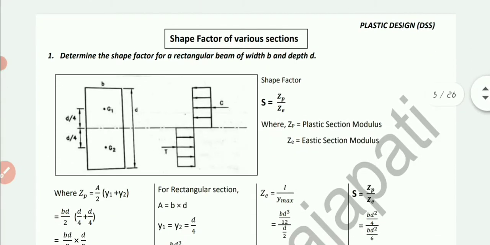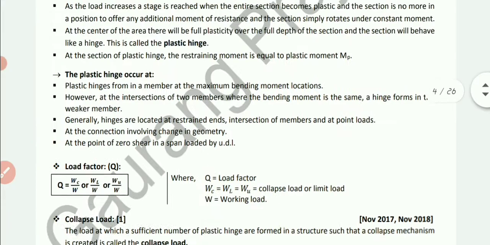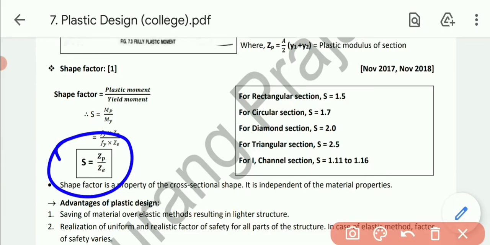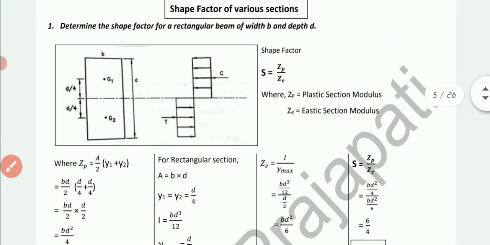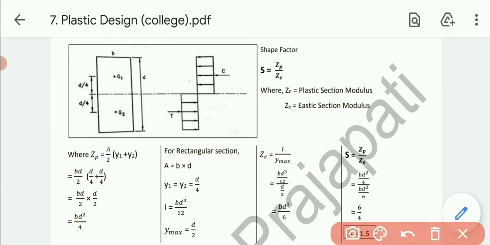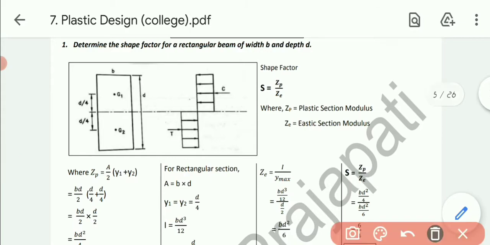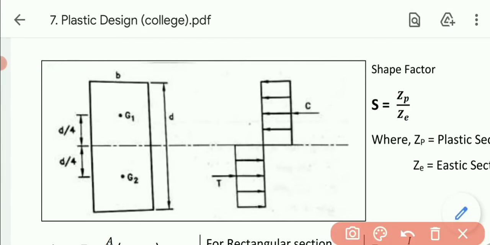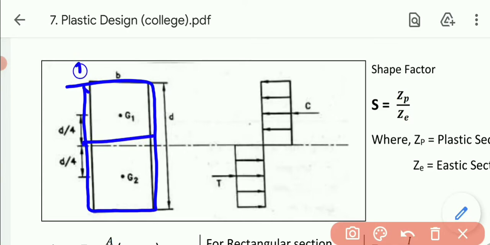Now let's see some examples regarding the shape factor. We have already seen the formula of the shape factor: Zp by Ze, plastic section modulus divided by elastic section modulus. So first of all, the rectangular section. Determine the shape factor for a rectangular beam of width b and depth small d. As we can see, a rectangle section is there, that is this one, of width b and depth d.